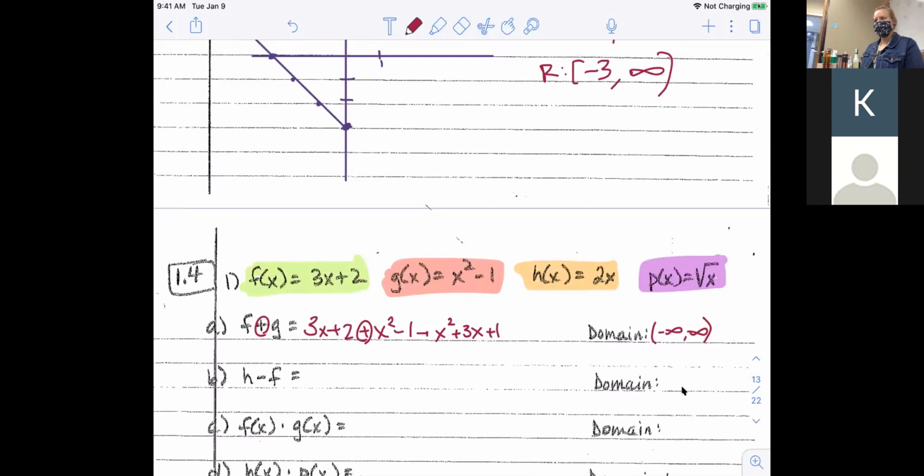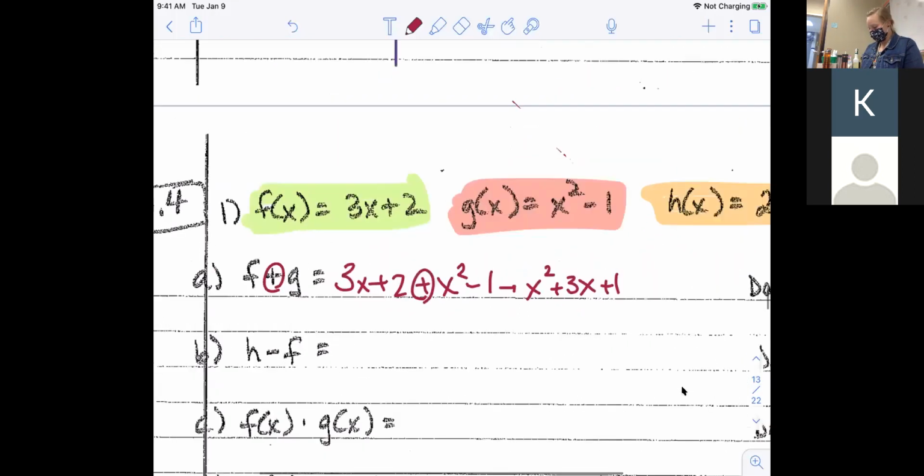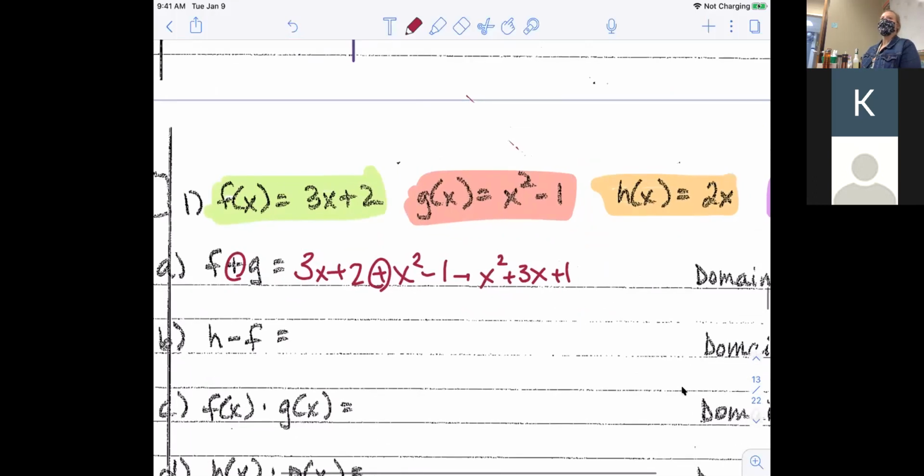Am I going too fast or are we doing okay? Okay. I have half the class falling asleep and the other half has no idea what's happening. And there's a quarter that's the same.